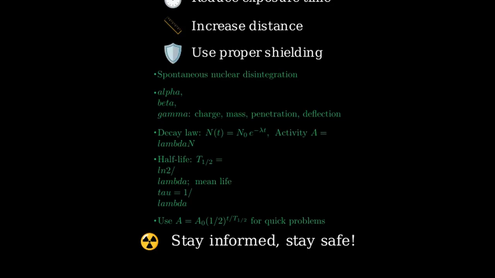To summarize, radioactivity is spontaneous nuclear change. Alpha, beta, gamma differ in mass, charge, and penetration. Decay follows N(t) = N0 e^(-λt). Half-life equals ln 2 by λ. Apply the half-life formula to solve quick questions.